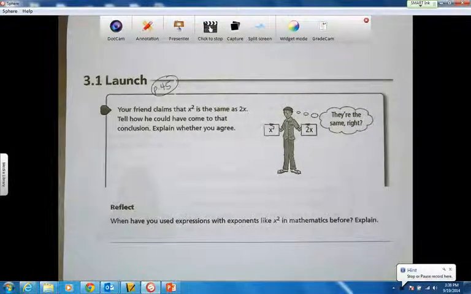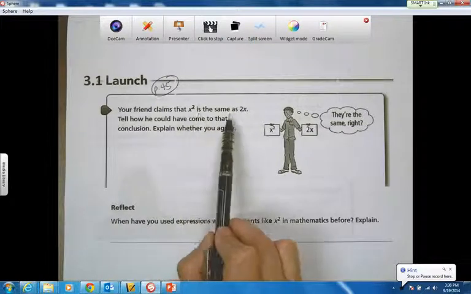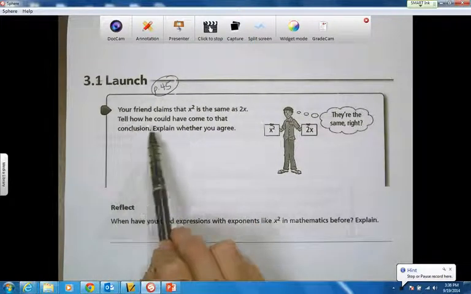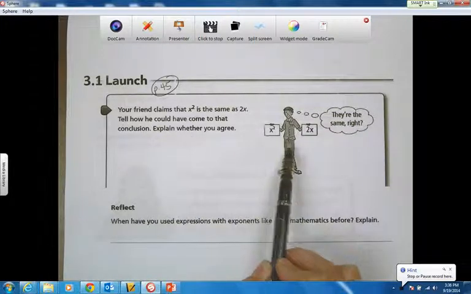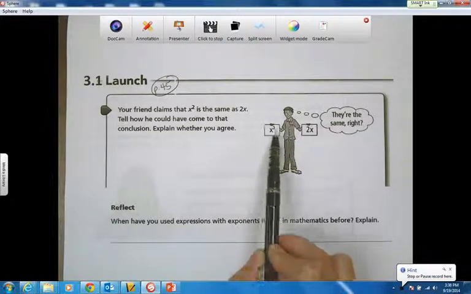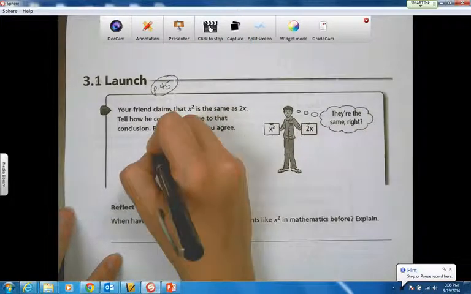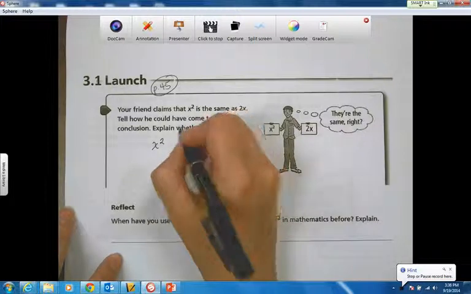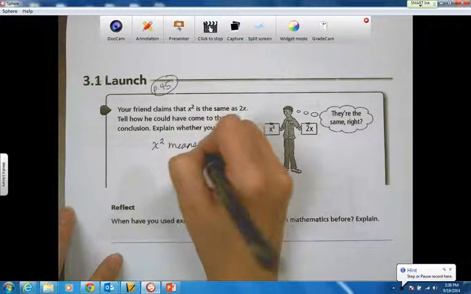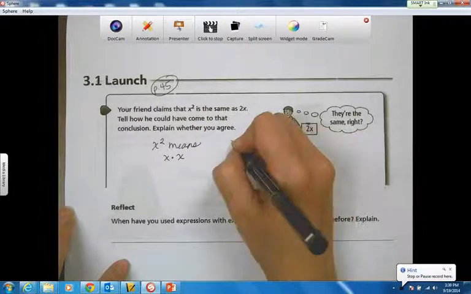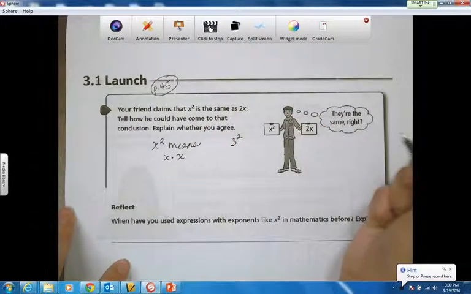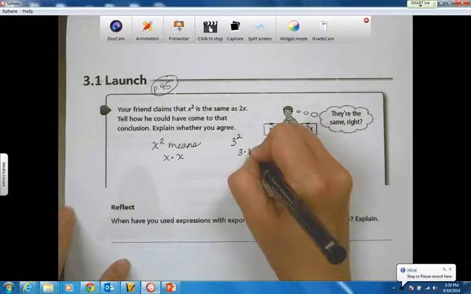All right, so 3.1 launch says your friend claims that x squared is the same as 2x. Tell how he could have come to that conclusion. Explain whether you agree. So this person is saying that both of these are the same. If I write this one out, x squared actually means x times x. With numbers, 3 squared would mean 3 times 3, and 3 times 3 would be 9.